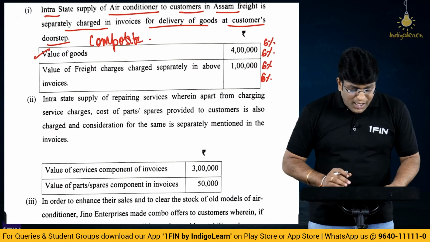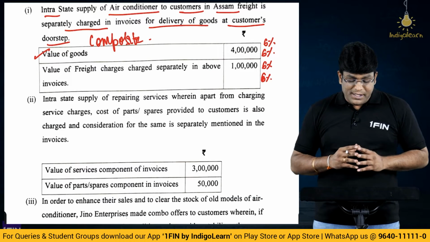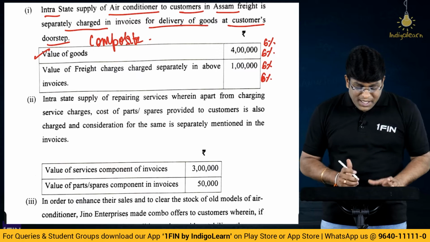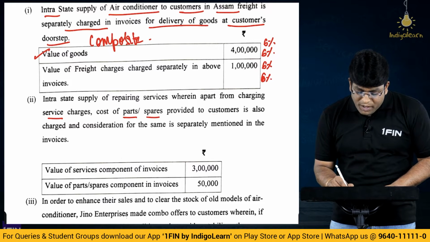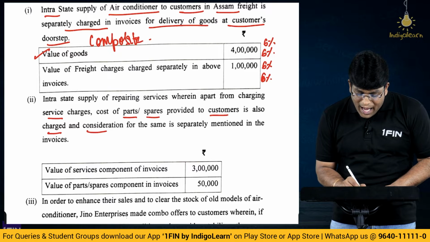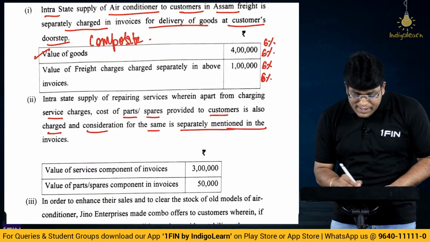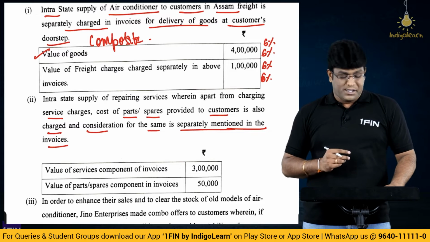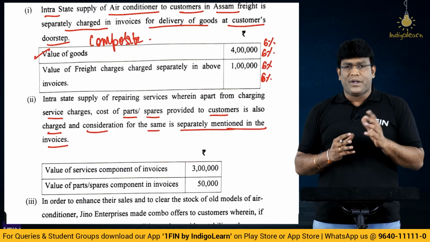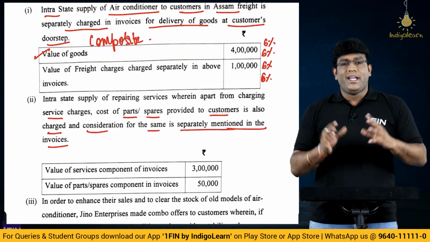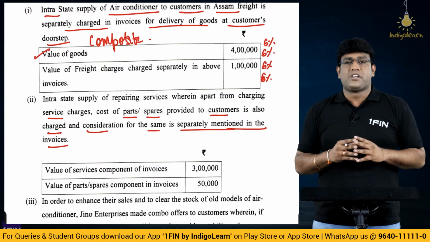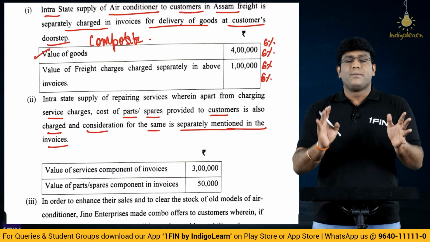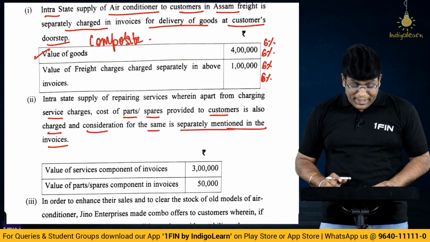Next, intrastate supply of repairing services, wherein apart from charging service charges, cost of parts or spares provided to customers is also charged, and the consideration for the same is separately mentioned in the invoices. In fact, there is a CBIC clarification for this, which we discussed in case of servicing, repairing, where the value of the goods is separately mentioned in the invoice. They are chargeable at the respective rates separately.